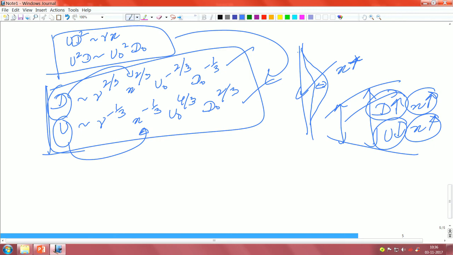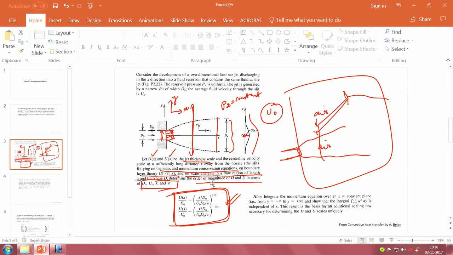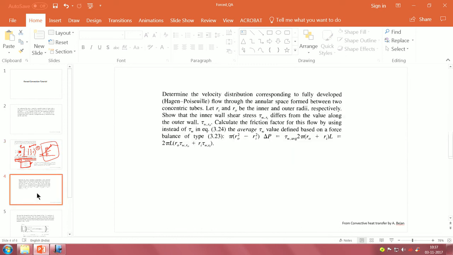These are some of the crucial things that we did in this lecture. We will now look at a slightly different problem. These were both on external forced convection. In the next one, we will look at internal forced convection. That is what we are going to do in the next class. Thank you.